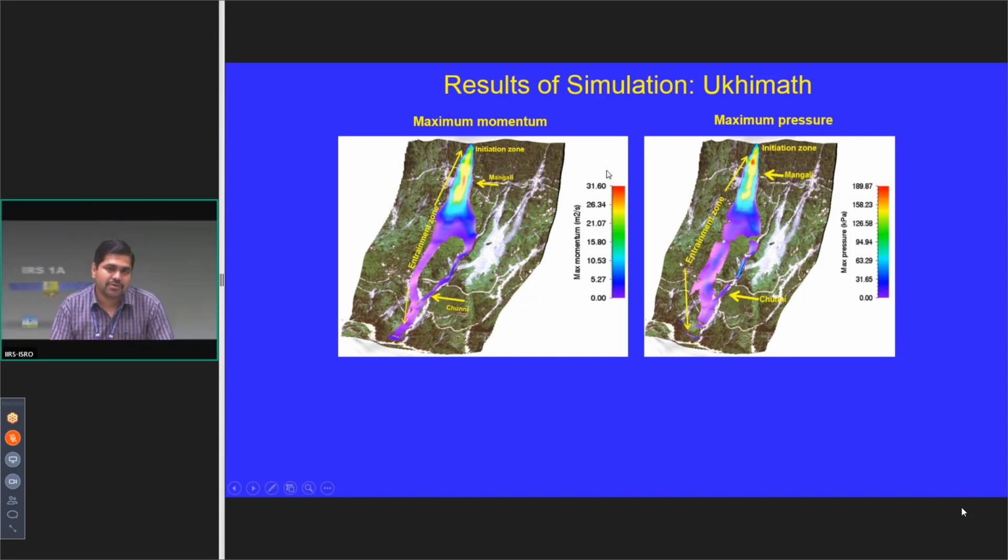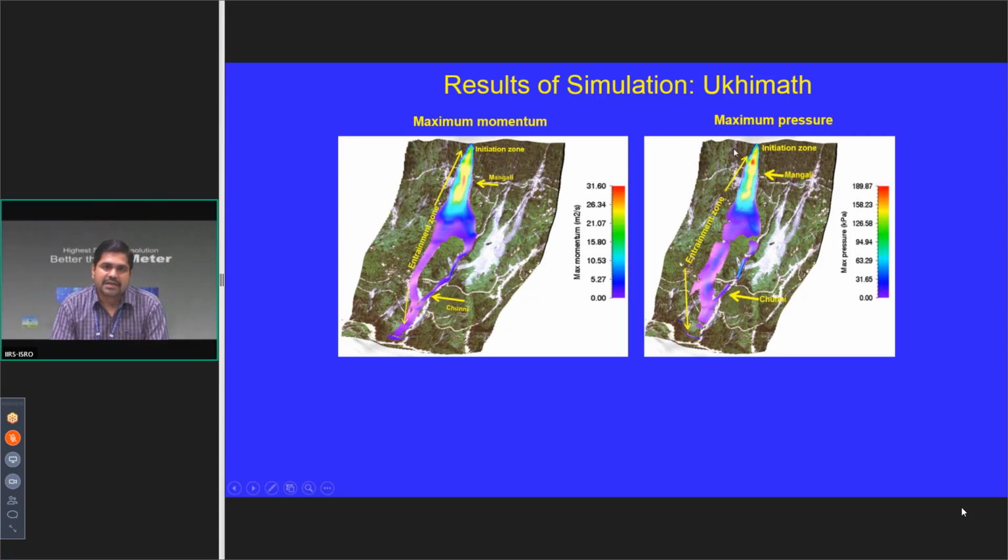So the momentum is something that you have to calculate. From this momentum, you can get to know what should be the width of this check dam. Obviously, the height is 5 meters, that is okay, but if the width is more, then it has more power, more strength to withstand the flow of the debris.